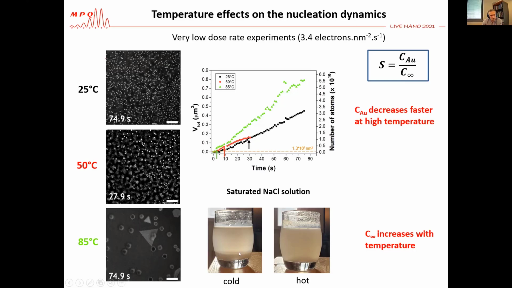When it's cold, you have a lot of salt at the bottom of your glass. And when you heat up this water, you'll see that we can dissolve much more salt inside your water. So we know that this equilibrium solubility increases with temperature, and now the idea is how we can quantify that to explain our nucleation dynamics.